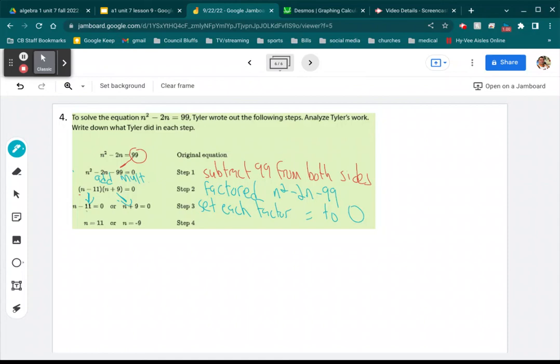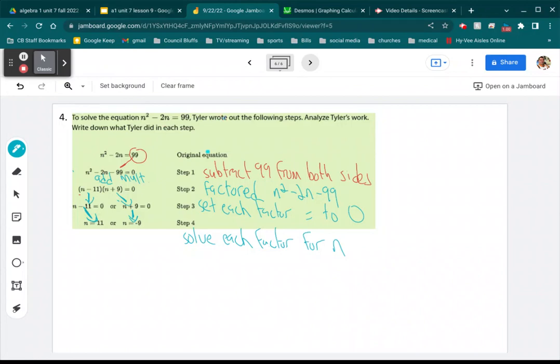So n minus 11 equals 0. It looks like he solved for n. He added 11 to both sides and got n equals 11. And then over here he subtracted 9 from both sides and got n equals -9. So that is what he did in step 4. He solved each factor for, in this case, n instead of x. He solved each factor for n and got n equals 11 and n equals -9.